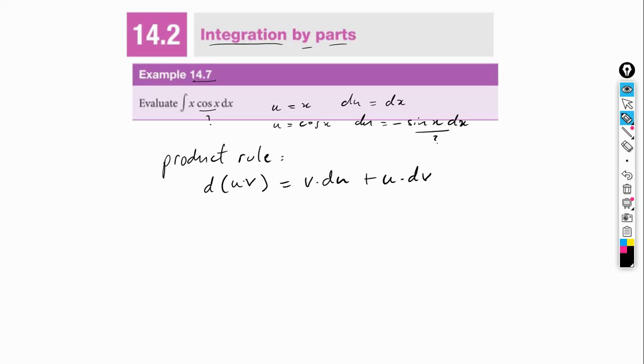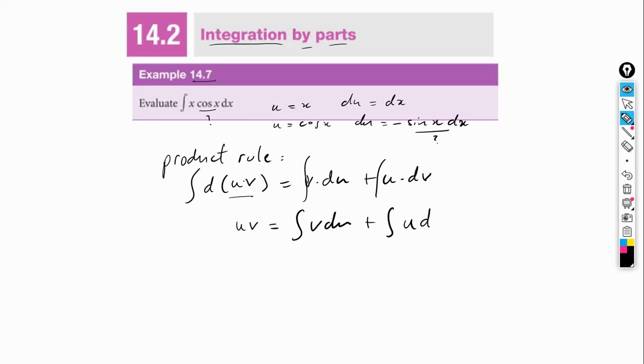And if we integrate both sides of this equation, let's do that next. We'll integrate both sides of the equation. So we integrate on the left and we integrate on the right-hand side. Notice that we can write them as separate integrals. Okay, but what is the integral of the derivative of uv? Well, that's just going to be uv. So uv is equal to the integral of v du plus the integral of u dv.